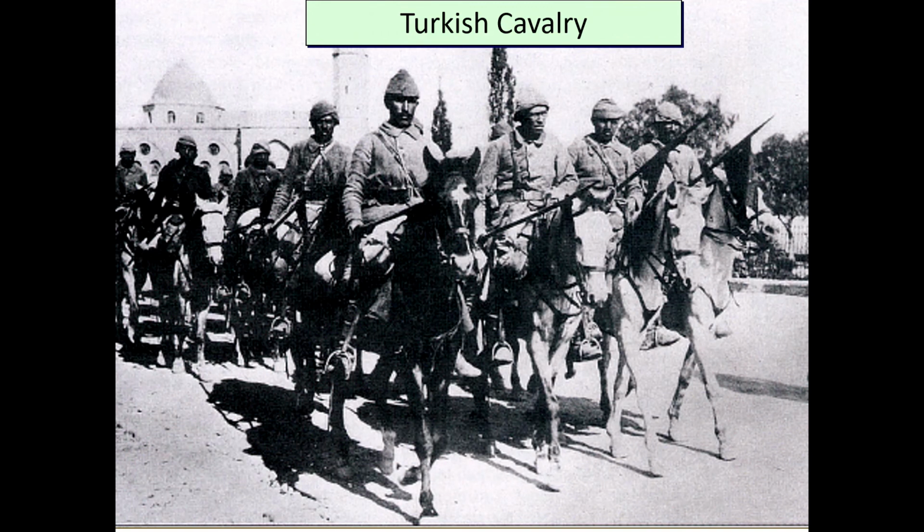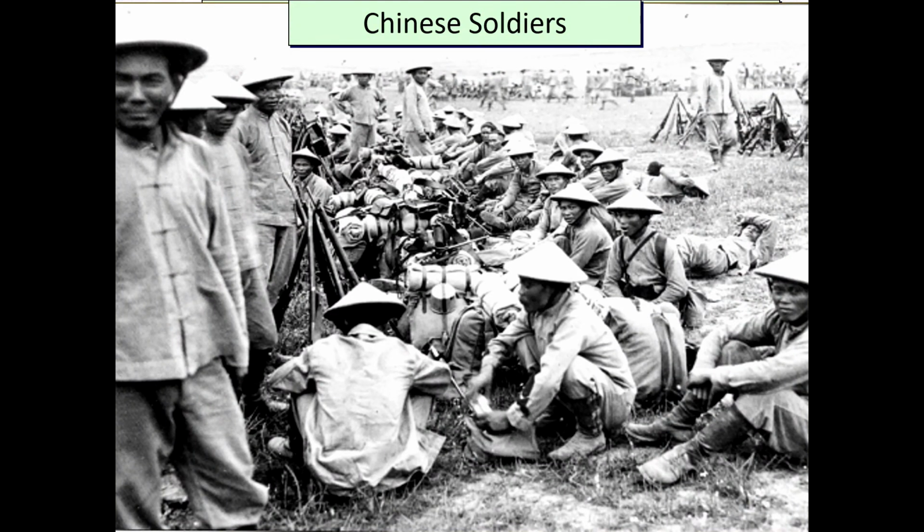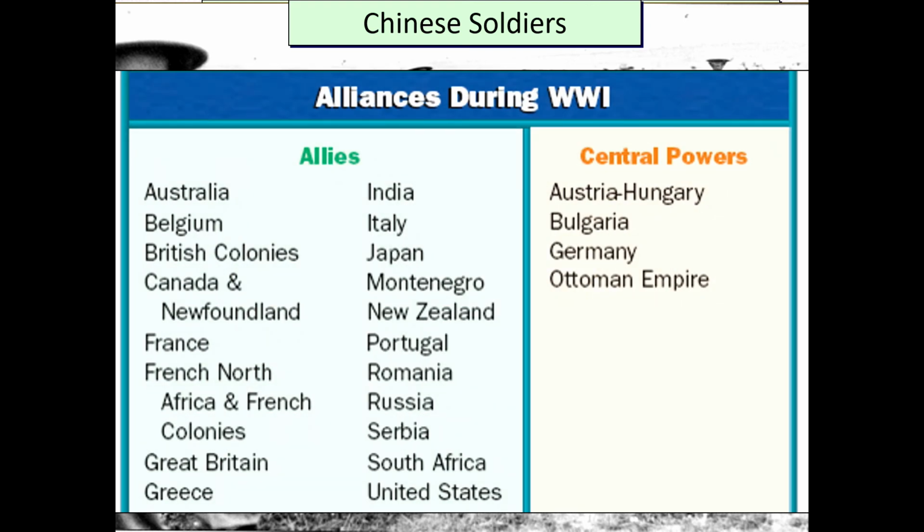Here's a picture of the Turkish cavalry. You have Sikh British soldiers in India, Chinese soldiers even. And here is a list of the Allies and the Central Powers during World War I. And you can see the Allies enjoyed a great superiority.